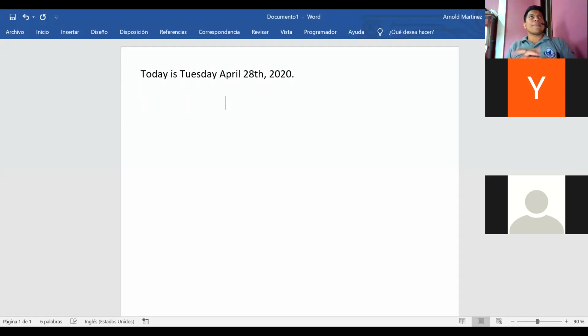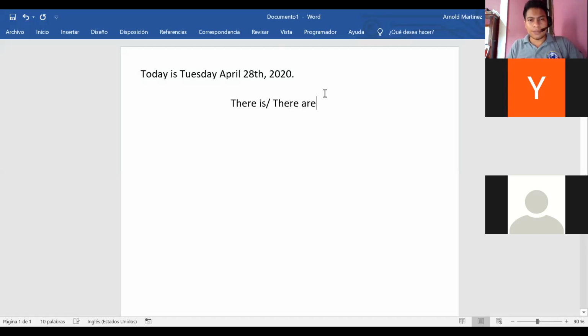Yesterday we were saying that the parts that represent the house are kitchen, living room, bathroom, bedroom, garage, yard, attic, and basement, right? Basically, these are the parts that represent a house. So today we're going to study a really important topic. There is, there are. Have a look at this.